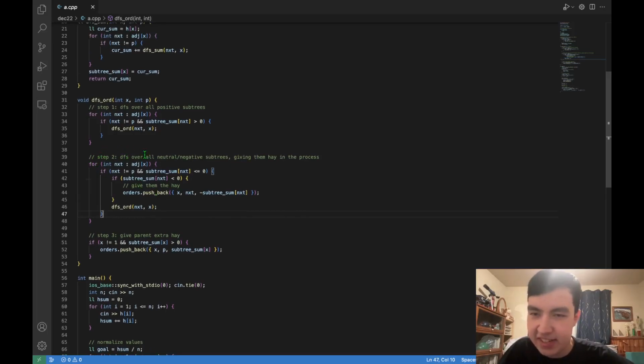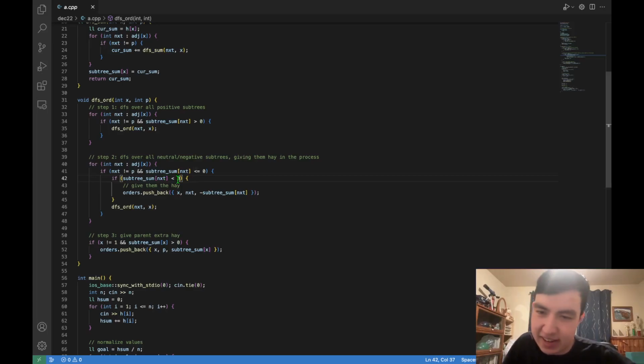Step 2 is we DFS over all the neutral or negative subtrees, and then we give them hay in the process. So these are the subtrees that have negative value, just like the one with negative 6 value from earlier. So we check to see if subtree sum next is less than or equal to 0. And then we also have to check if it's less than 0, because if it's equal to 0, then we don't have to really care about it. We still have to recursively search that subtree because it might be unequally distributed among that subtree, but we don't have to send anything between the subtrees because it doesn't need any hay and it doesn't need to give away any hay.